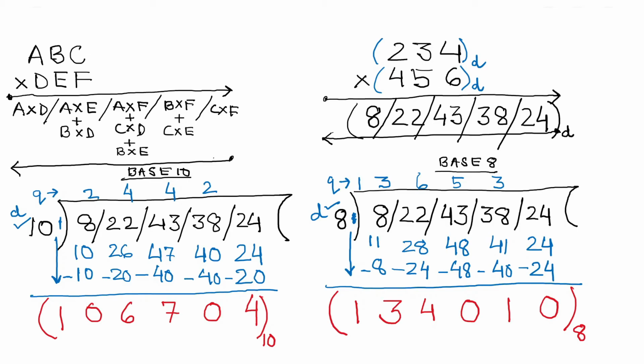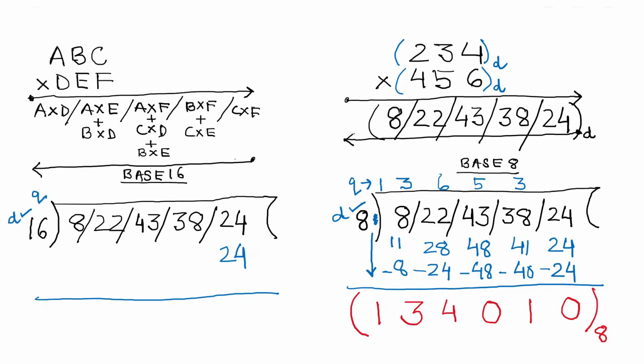The last that we are going to take up here is base 16. So we have taken the same number 8 followed by 22 followed by 43 followed by 38 followed by 24. Now the only difference between this and any other discussion that we did earlier is that the value of small d, which is the divisor, is 16, and now we are going to solve to get various values of the quotient and therefore various values of the remainder, which will give us the product eventually.